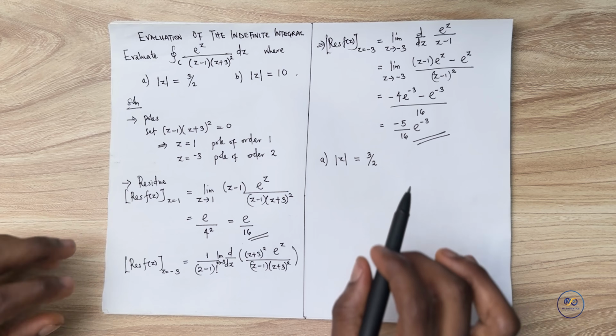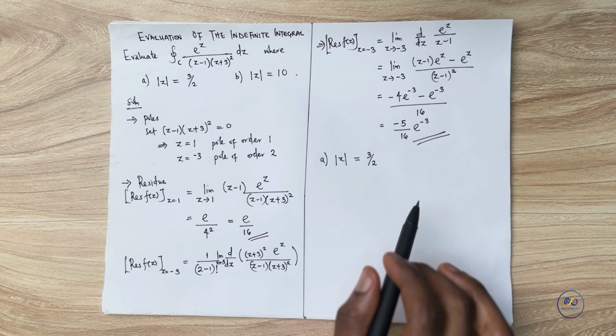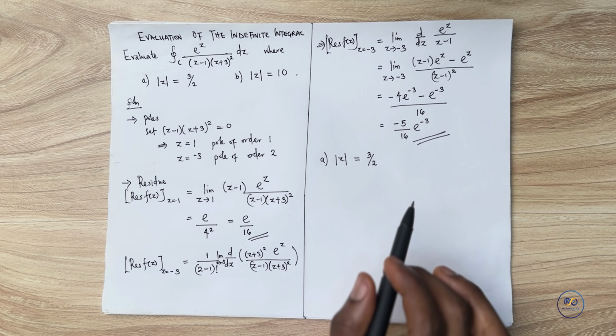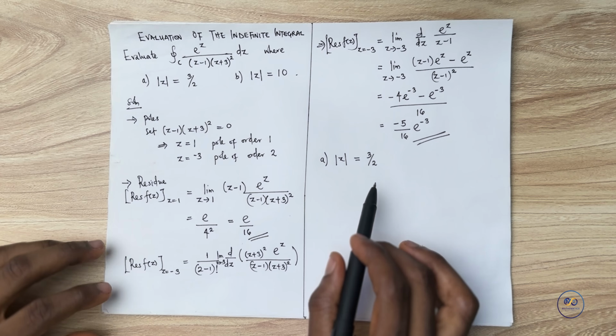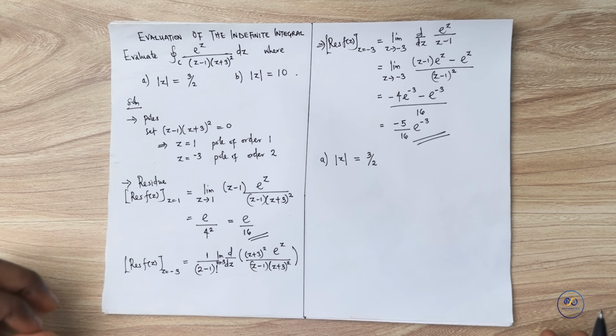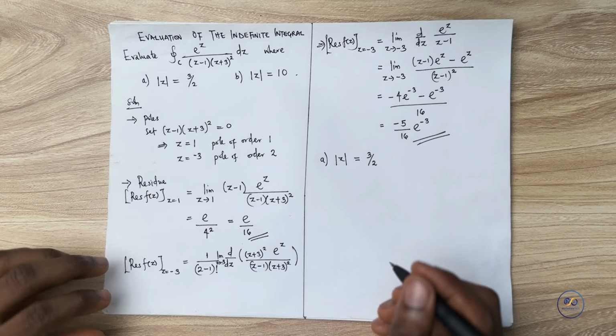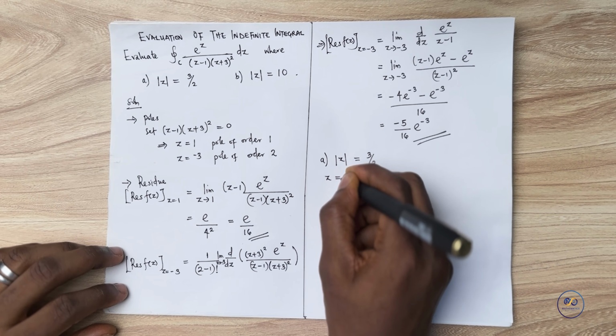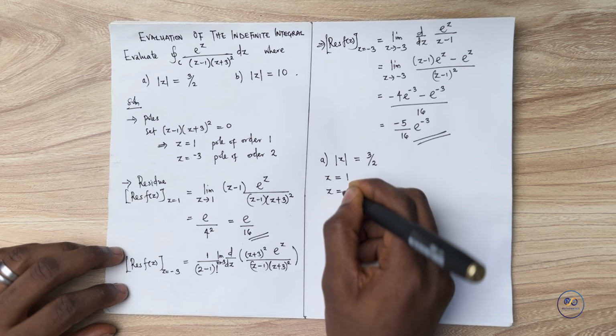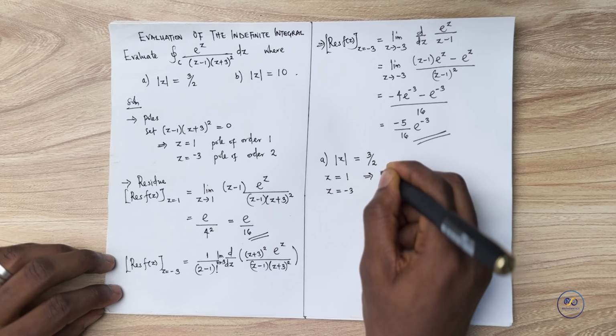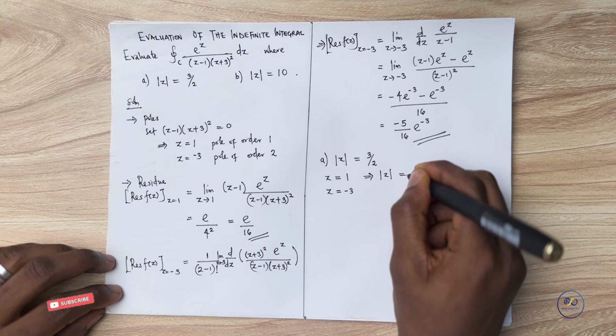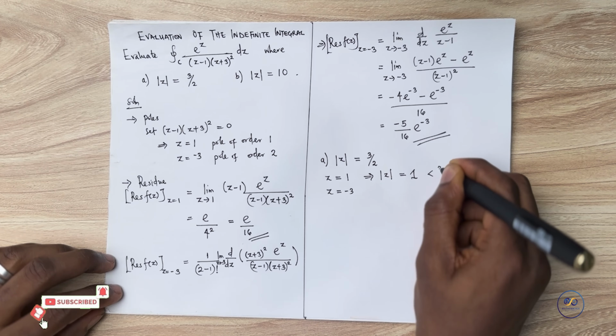This means that the radius is 3 over 2, and whatever pole we are evaluating, the radius of that pole has to be less than 3 over 2, as the case is. Now let's see, do we have points that fit that? Remember that our two poles are z equal to 1 and z equal to minus 3. For z equal to 1, the radius is 1. This is less than 3 over 2.